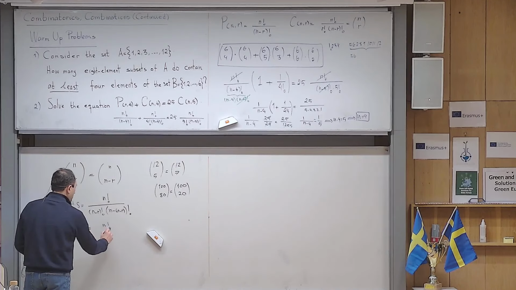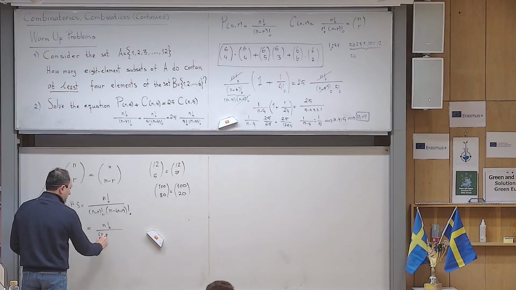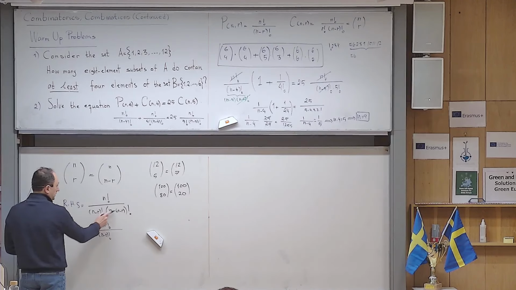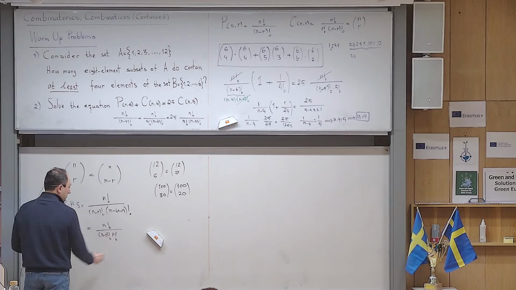The numerator is still n factorial. The denominator, I cannot do anything with the first term. But can I simplify this one a little bit more? Yes, just multiply the minus sign in. It becomes minus n plus r. N's are cancelled, r is left, so it becomes r factorial.